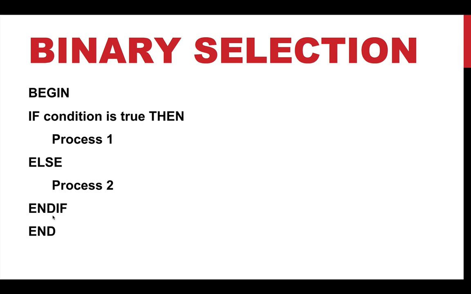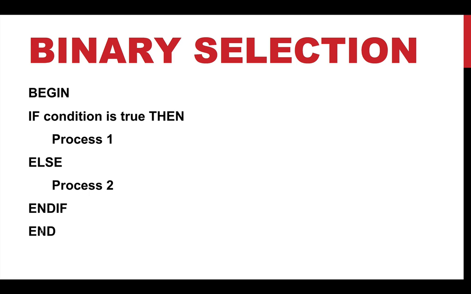That's called a binary selection. Now you'll notice the words we're using with binary selection are if, then, else. You'll also notice that this layout is done really on purpose, so it's really important that you follow these same conventions.